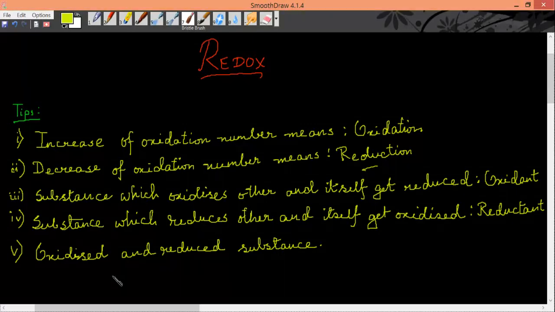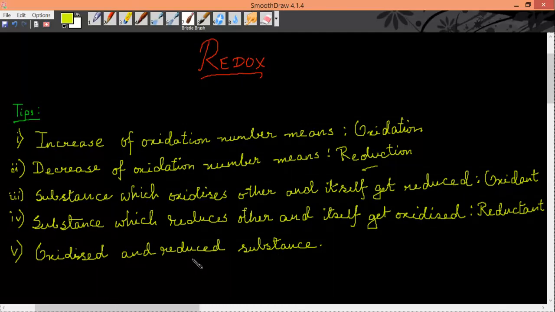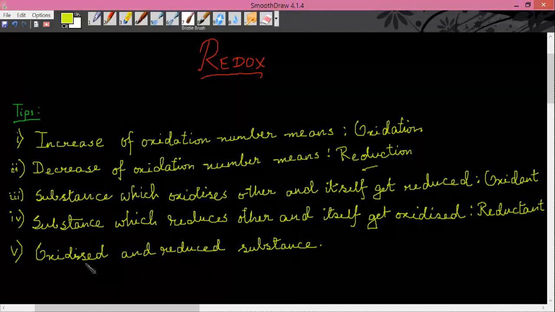Now what are the oxidized and reduced substances? In a chemical reaction, the product formed due to oxidation is known as the oxidized substance, and the product formed due to reduction is known as the reduced substance. Okay, just read these points and then it will be clear to you.